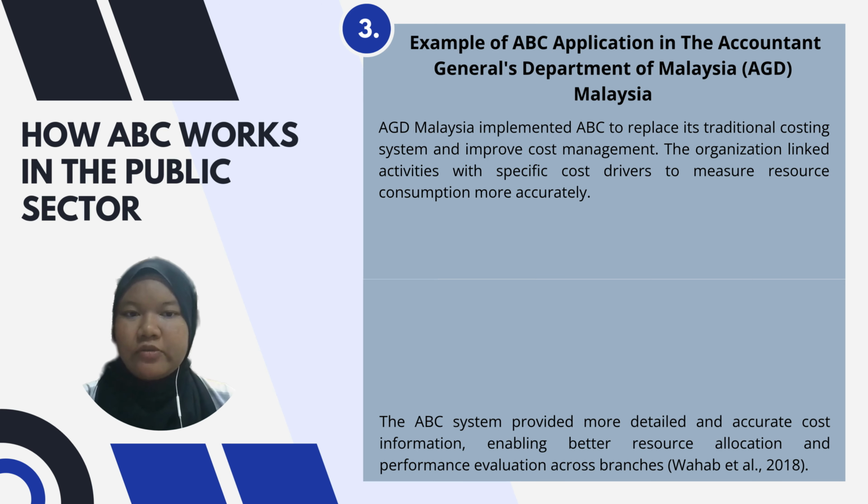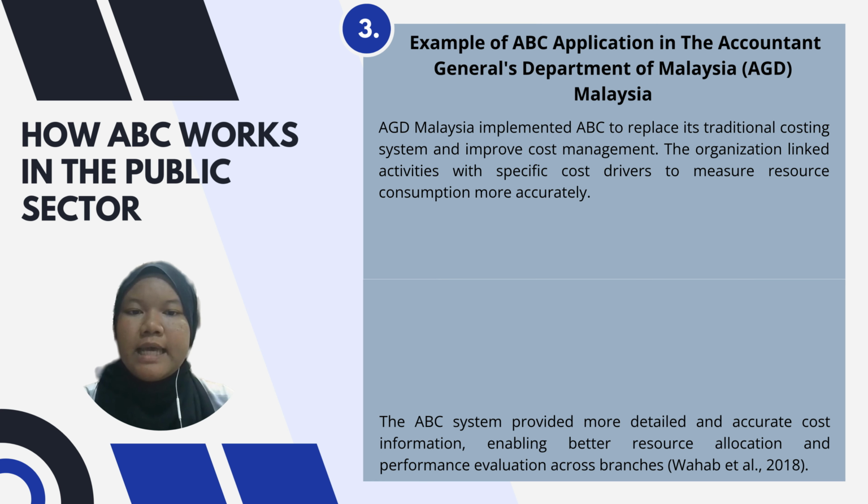One example of ABC application in the Malaysian public sector can be seen in the Accountant General's Department, AGD, of Malaysia. The department adopted activity-based costing to replace its previous traditional costing system, known as the micro accounting system, in order to obtain more accurate and detailed cost information. Under the ABC system, AGD first identified the various activities involved in delivering its services. These activities include preparing financial statements, providing advisory services, managing payments and receipts, and producing management reports.